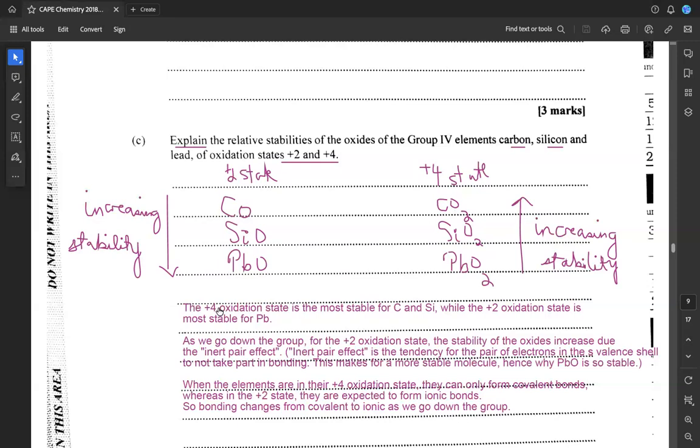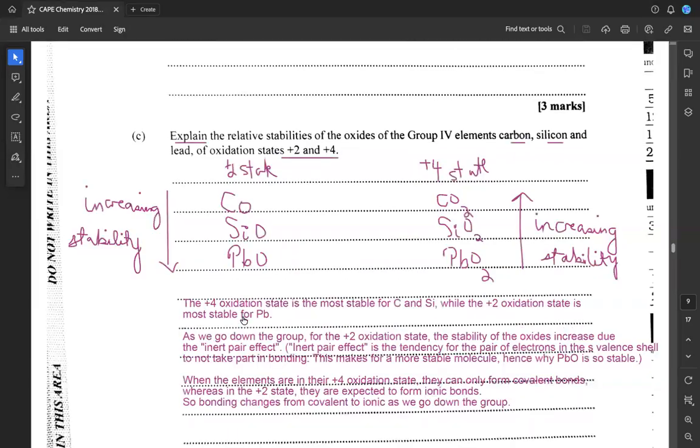So we can summarize everything by saying that, generally speaking, the +4 oxidation state is the most stable for carbon and silicon, right? While the +2 oxidation state is going to be the most stable for lead, right? So that's a general observation that we can make in terms of the relative stabilities. Now let's explain a little bit more. So as we go down the group, which is what I'm showing here for the +2 state, let's look at the +2 state again.